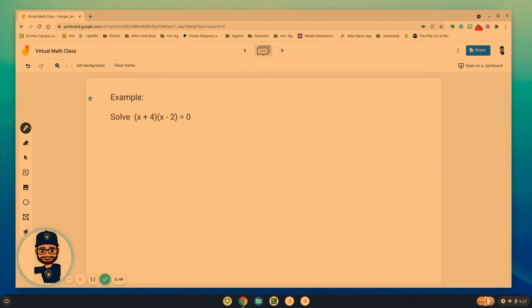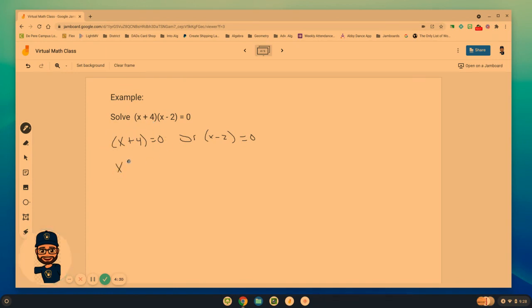So let's look at an example where we are trying to solve the quantity x plus 4 times the quantity x minus 2 equals 0. These are called factors. They're already broken down. So either this parenthesis, I need that whole parenthesis to equal 0, so I have to figure out what x value I need. Or the second parenthesis, x minus 2, could equal 0. Because if I get a 0 inside of this parenthesis, 0 times whatever I get over there will give me 0, and the same thing vice versa. So let's work on solving this one.